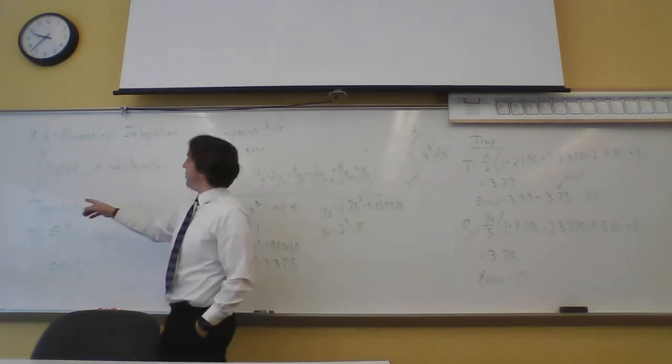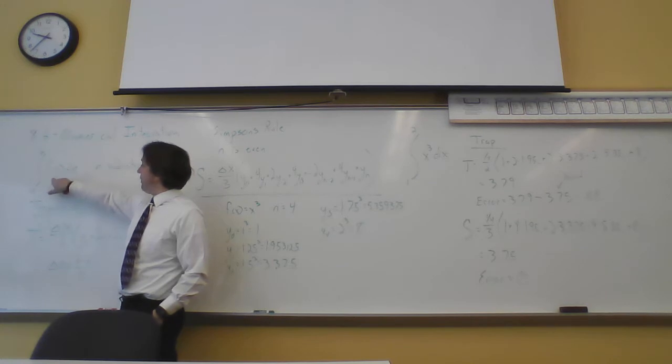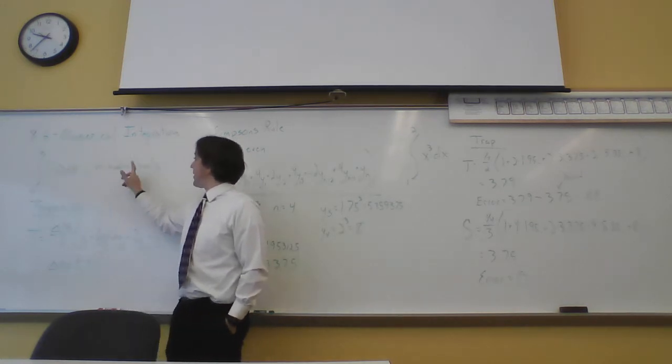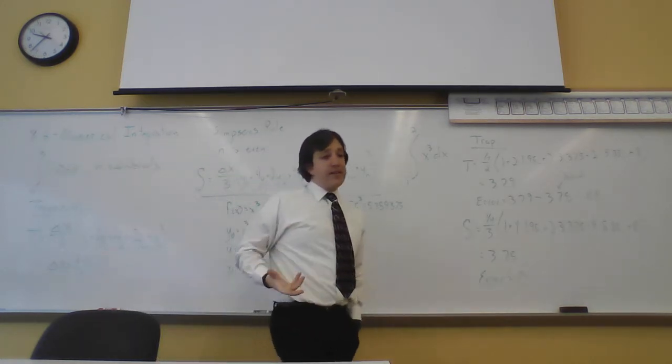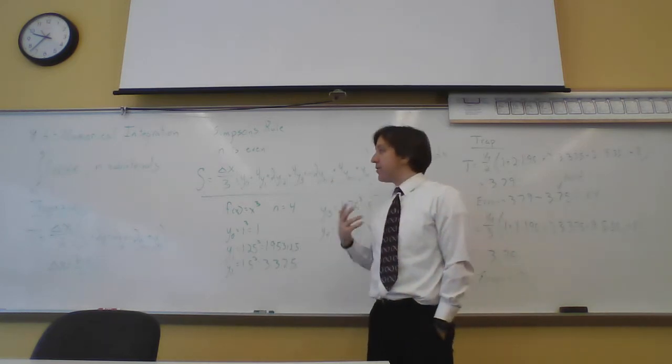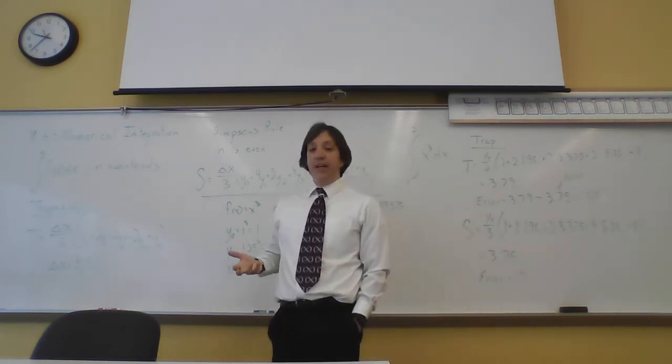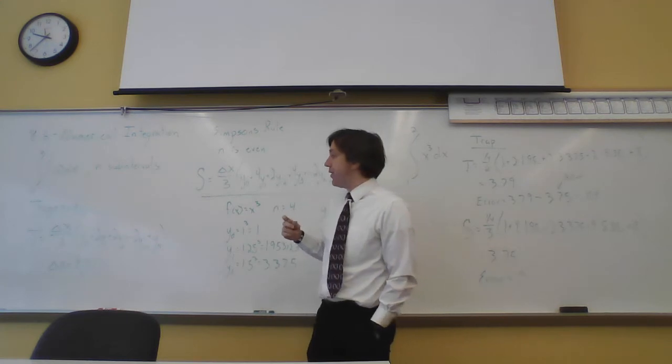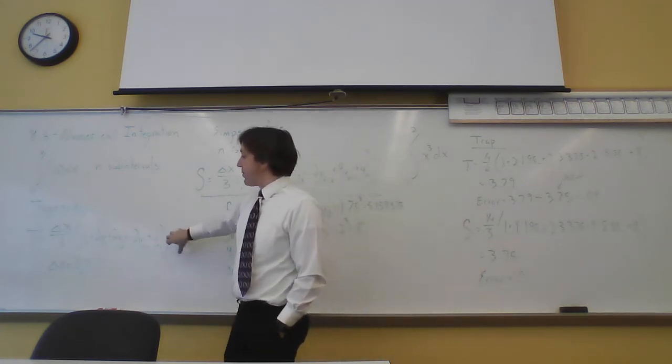So let's say we want to integrate a function f of x from a to b with respect to x, and we're going to split it into n subintervals. So we have two ways we can approximate this using those n subintervals. The first is using what are called trapezoids.